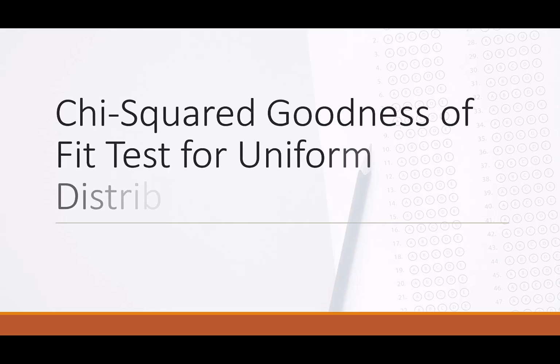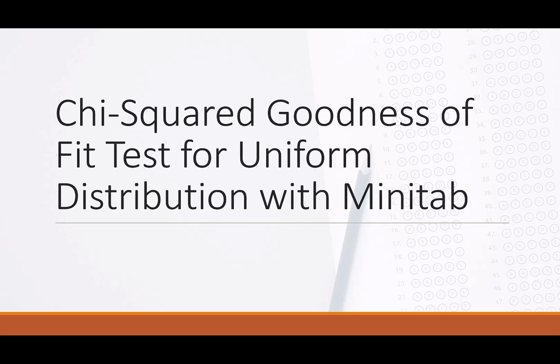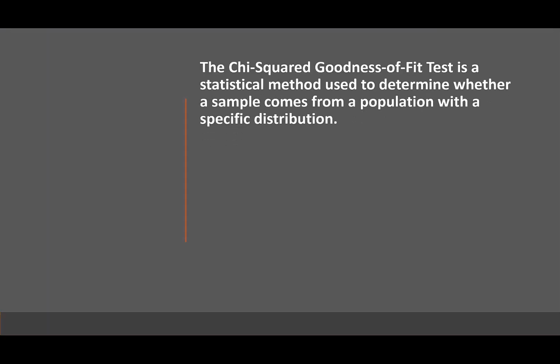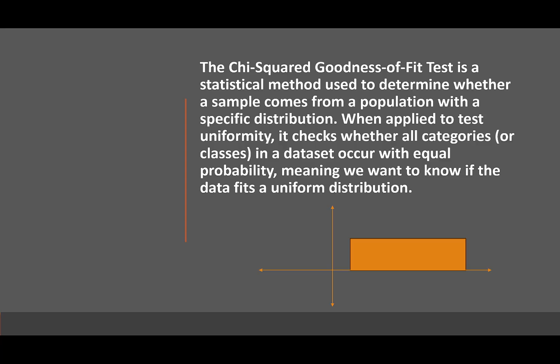Hi everybody, today we're looking at the chi-squared goodness of fit test for uniform distributions with Minitab. The chi-squared goodness of fit test is a statistical method used to determine whether a sample comes from a population with a specific distribution. When applied to a test of uniformity, it checks whether all categories or classes in a dataset occur with an equal probability. Think like flipping a coin or rolling a dice. We want to know if the data fits this type of uniform distribution.